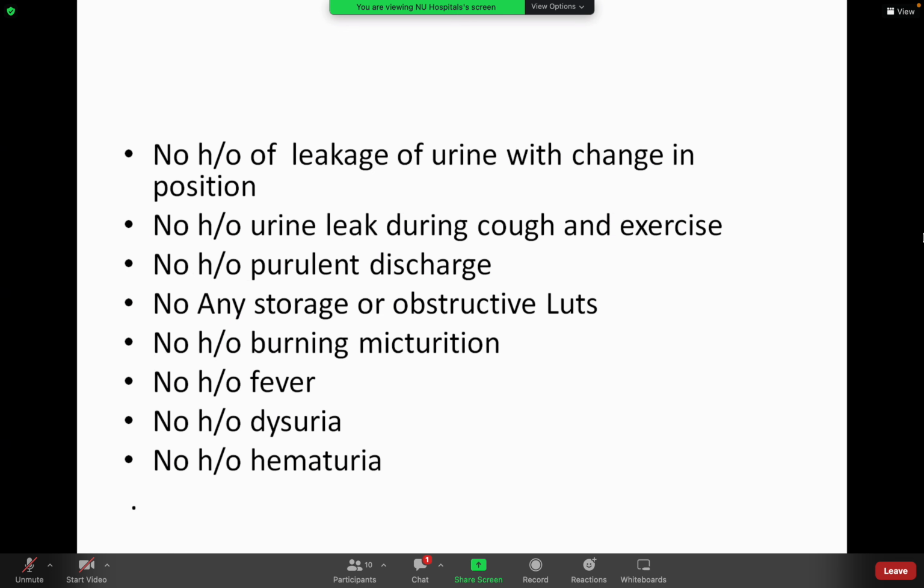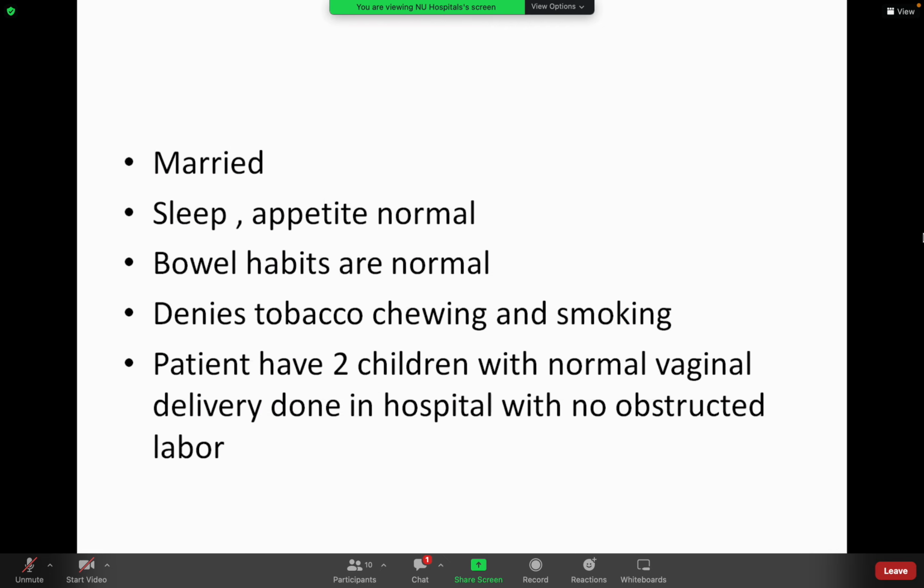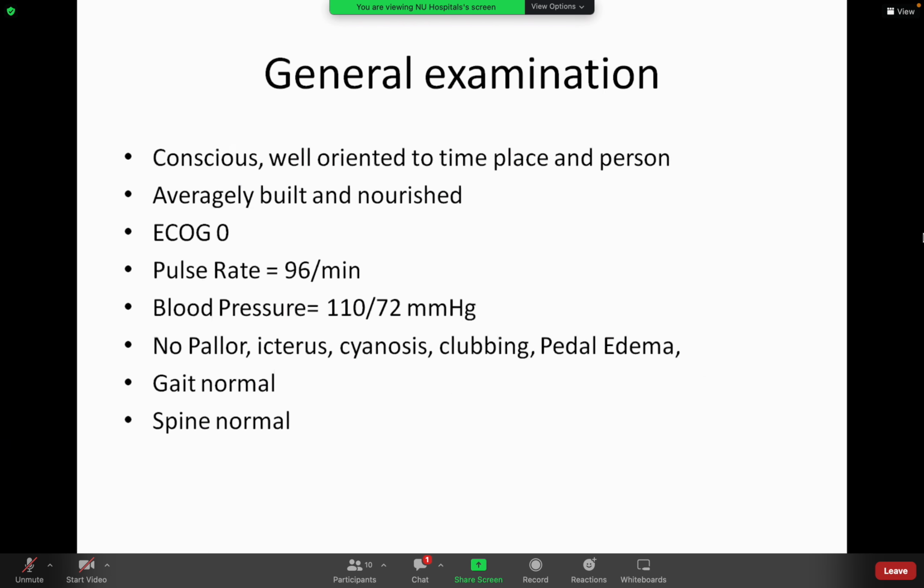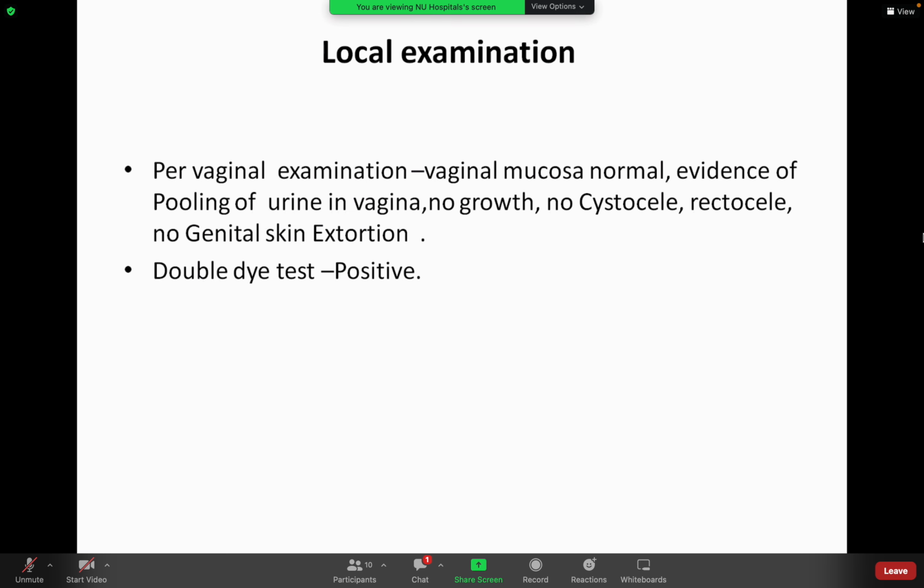Sir, I would like to know the details of the examination, vaginal examination. Personal history: married, sleep pattern normal, bowel and bladder habits normal, denies tobacco chewing and smoking. Patient on examination conscious, well oriented. For vaginal examination, vaginal mucosa normal, evidence of pooling of urine in vagina, no growth, no cystocele or rectocele, no genital skin excoriation. I would like to know, was the leakage of urine detected from which part of the vagina? Was there any induration anywhere?